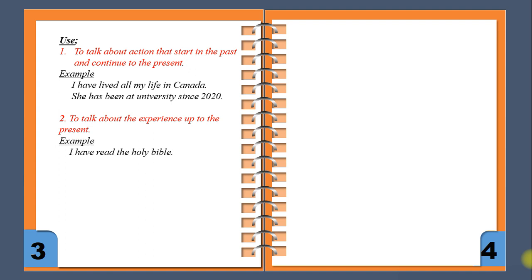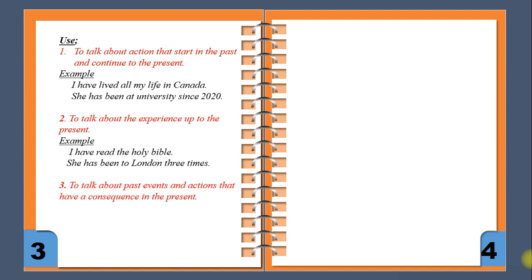Example, I have read the Holy Bible. She has been to London 3 times. And the third use of this tense is to talk about past events and actions that have a consequence in the present. Look, for example, I have eaten breakfast, so I am not hungry.